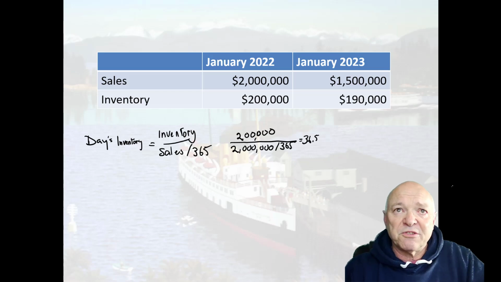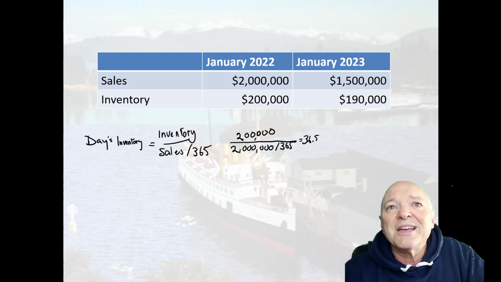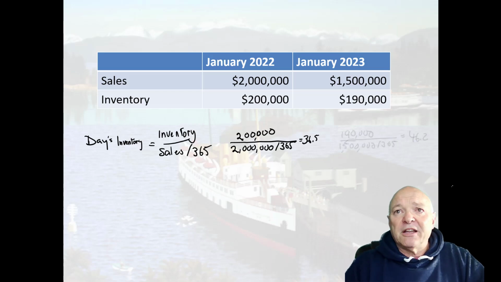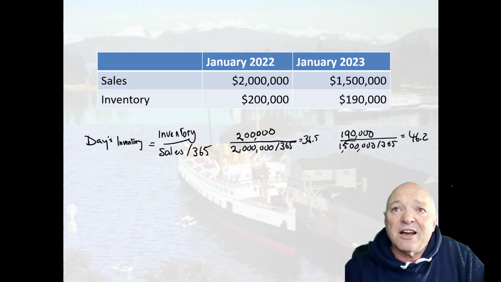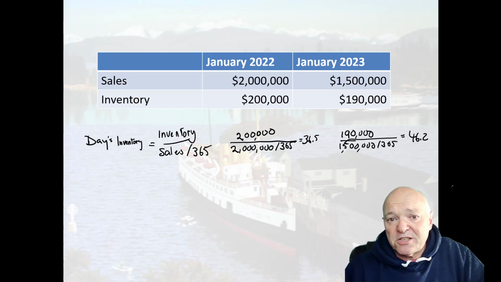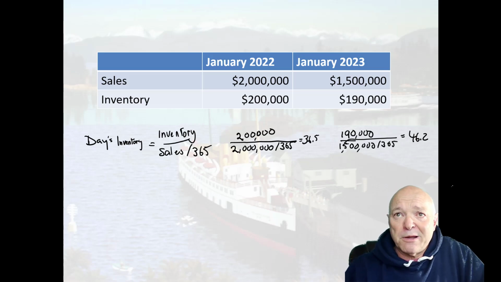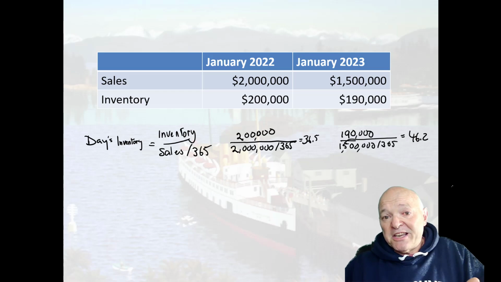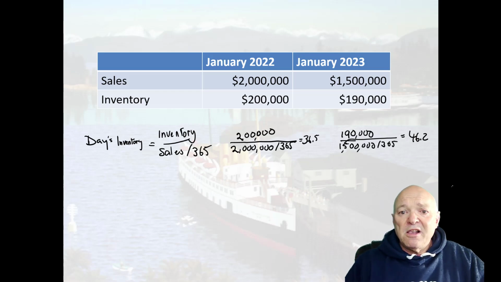Now, this may actually understate how bad things are. If we calculate things a little bit differently, using average inventory instead of the periodic inventory, here we're taking something like inventory at the beginning plus inventory at the end divided by 2. So that's our average inventory, again divided by sales divided by 365. Our calculation then is 200,000 plus 190,000 divided by 2. That gives us 195,000, divided by the end of period sales, the year's sales, 1.5 million, divided by 365.